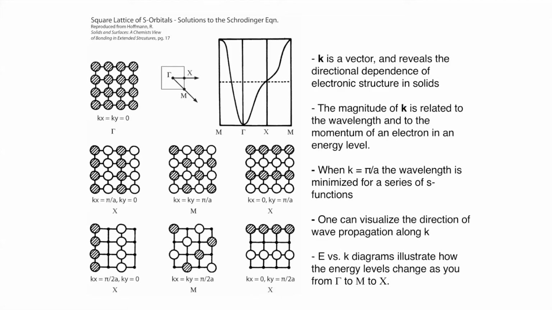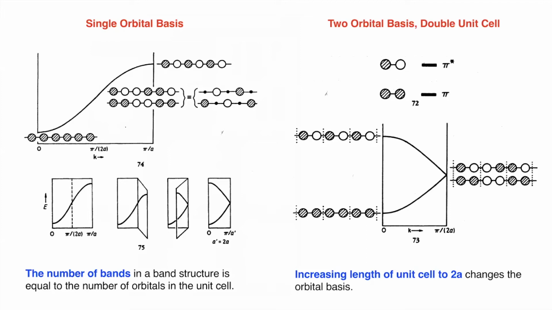All right, so those E versus K diagrams allow you to see how energy levels change as you go from the various points on these diagrams. Now, another complication that you'll sometimes see here is that the basis orbital that you choose for your diagram will also influence the result. So far we've chosen atomic orbitals as our basis function, but you can also choose small molecular orbitals as your basis function, okay?